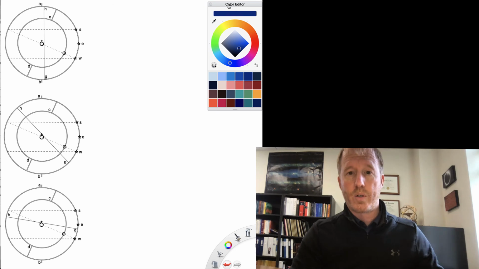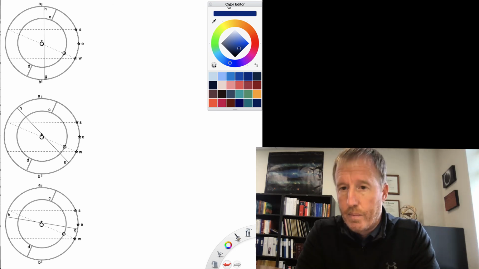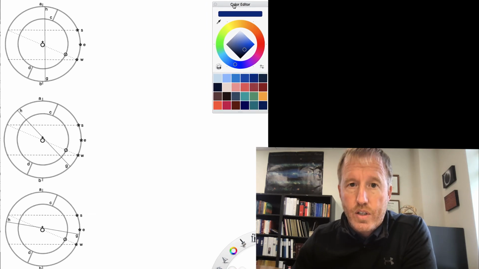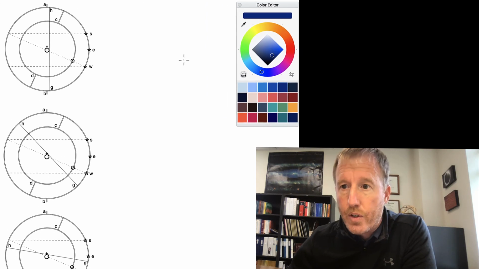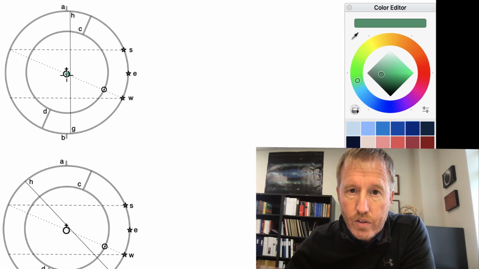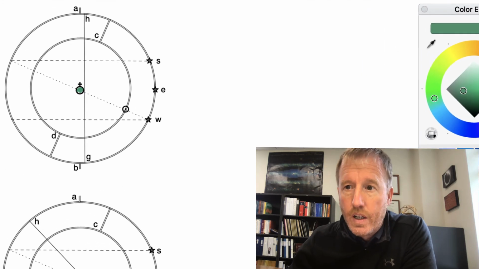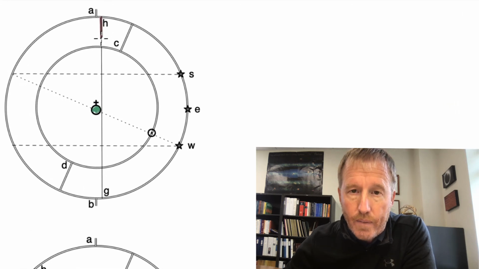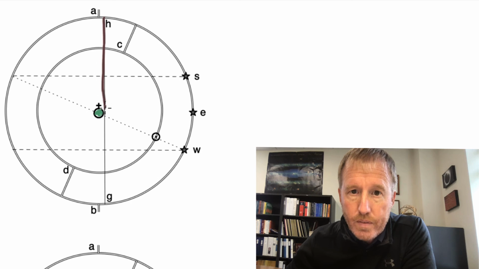So I have shown here 3 diagrams. Each of these diagrams depicts the Earth at the center of the celestial sphere. I'm going to put the Earth in green, just color these in as I go. So here's the Earth at the center of the celestial sphere. The horizon in this particular diagram at the top is vertical.